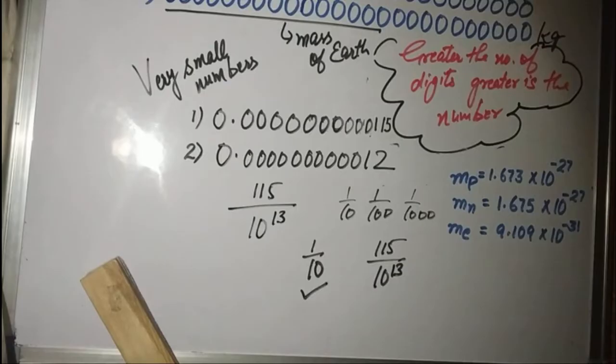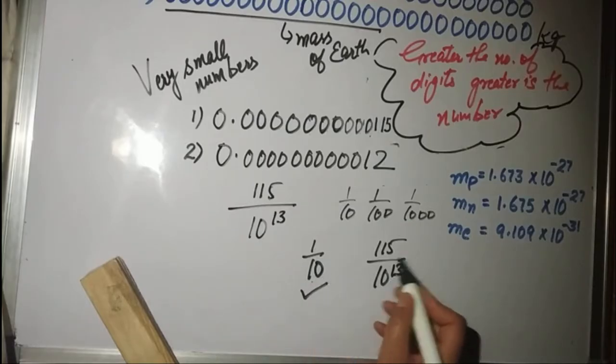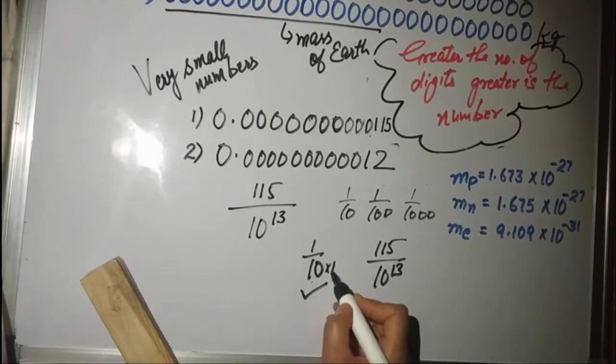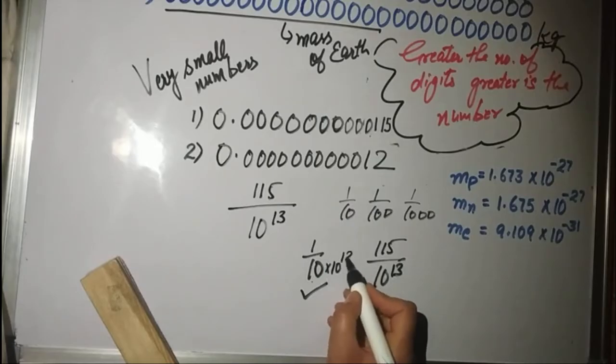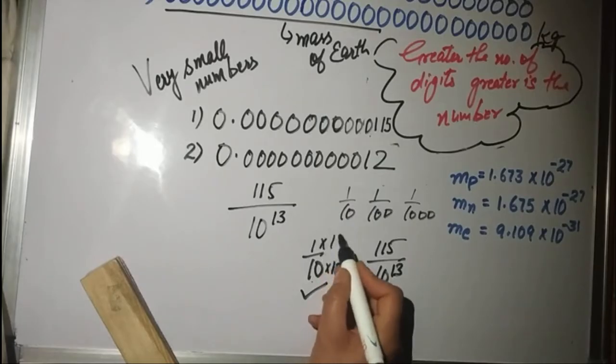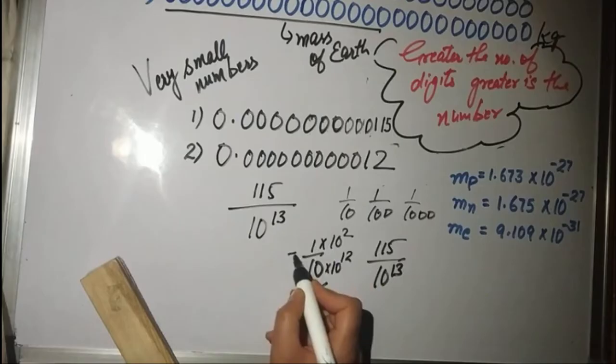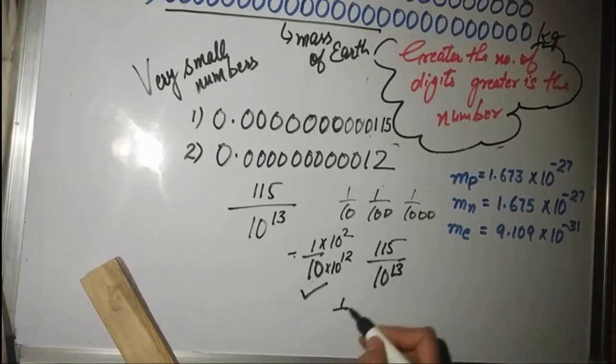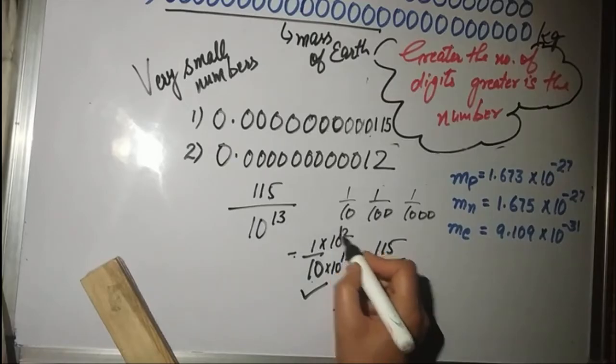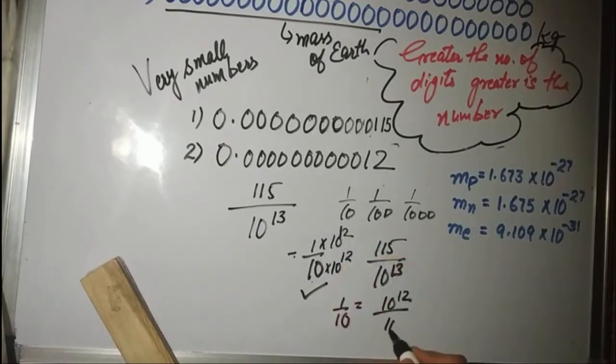Obviously, doing 13 parts and giving this, no doubt, this one is greater. Because if we have to multiply 10 raised to power 13, we have to multiply this number by 10 raised to power 12, and so is the numerator. So this number 1 over 10 is actually 10 raised to power 12 over 10 raised to power 13.